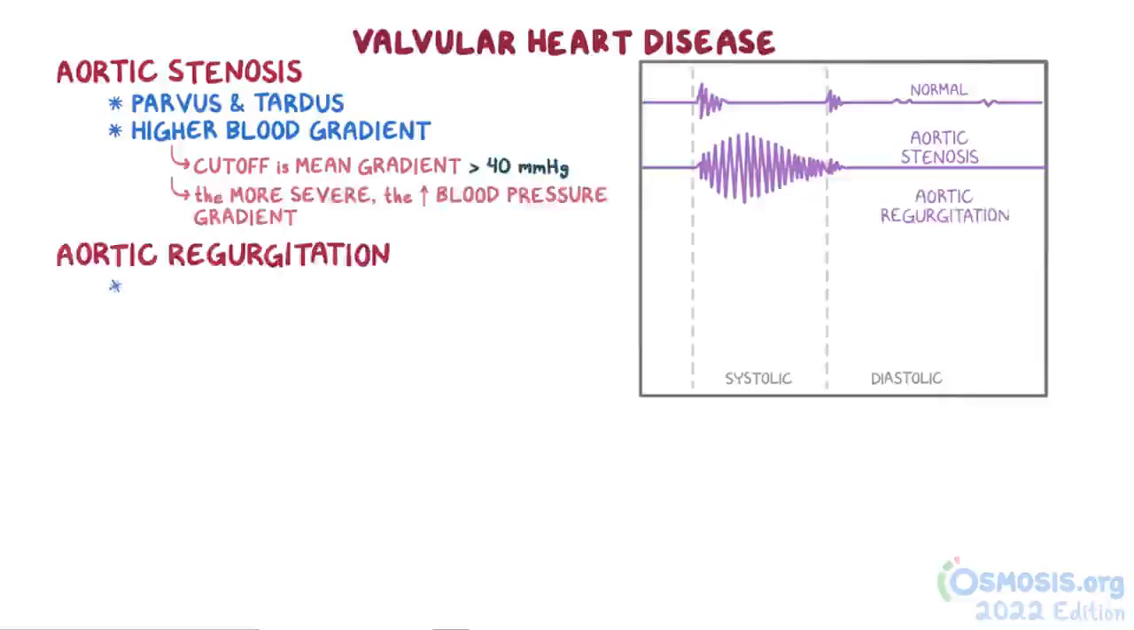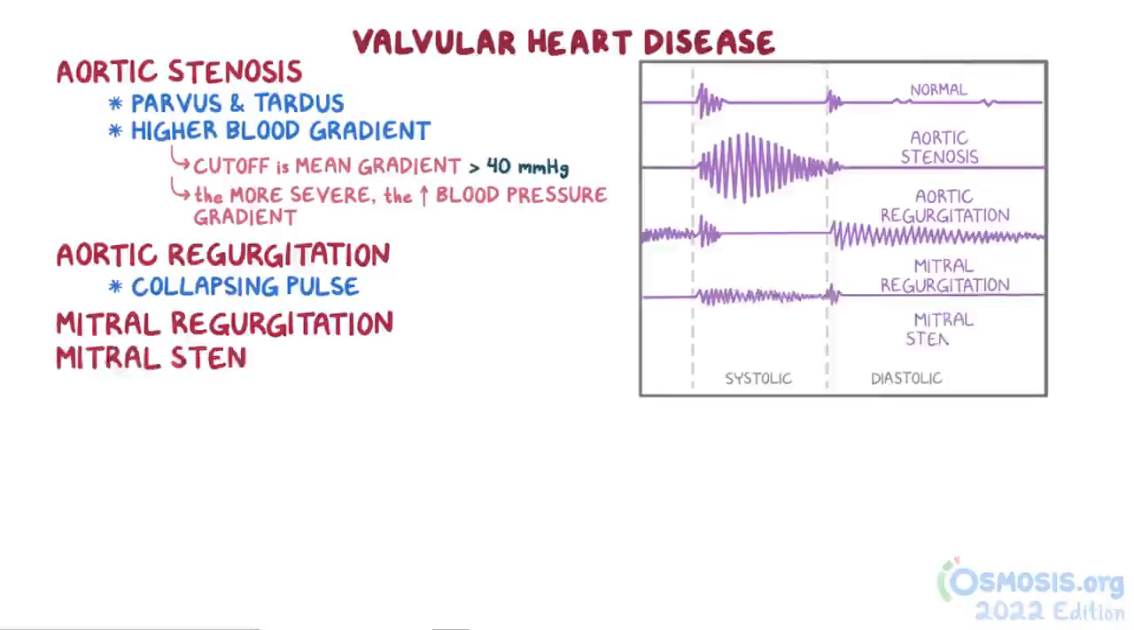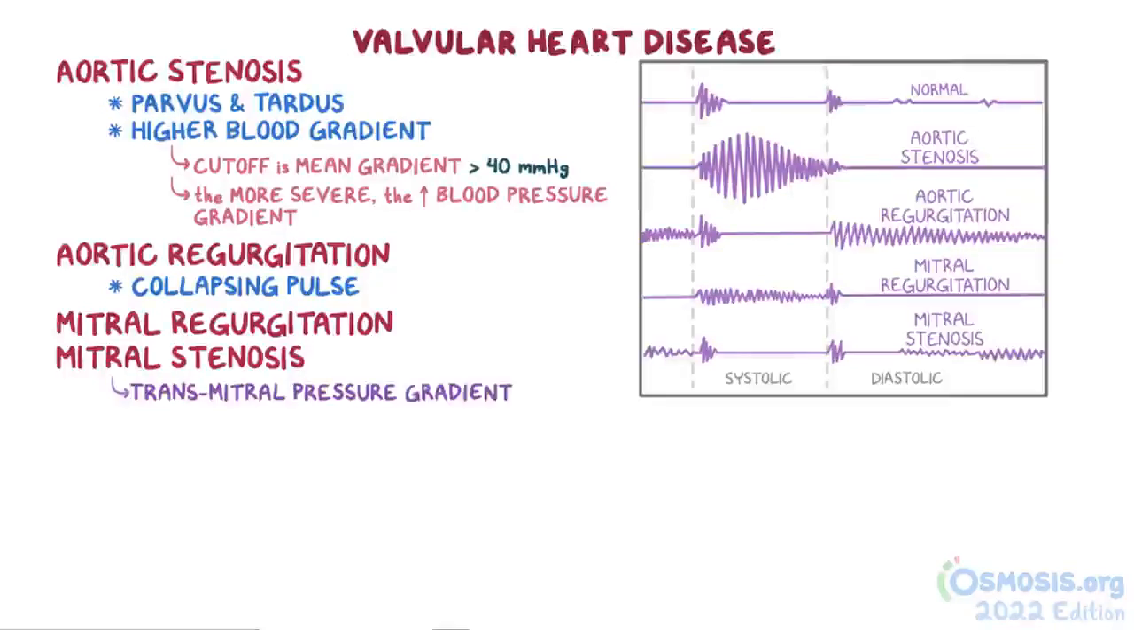Aortic regurgitation presents with a collapsing pulse, or water hammer pulse, an early diastolic murmur, and an ejection systolic murmur. Mitral regurgitation presents with a pansystolic murmur, while mitral stenosis presents with a mid to late diastolic murmur, but both cause pulmonary hypertension. The transmitral pressure gradient allows classification of mitral stenosis as mild if lower than 5 millimeters of mercury, moderate if between 5 and 10, and severe if higher than 10.